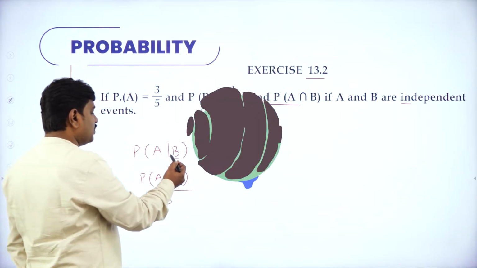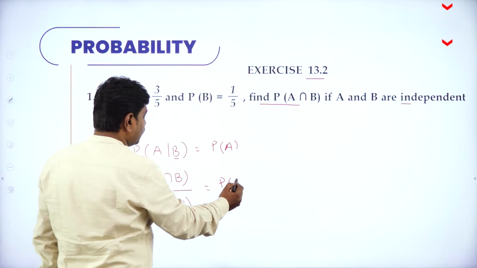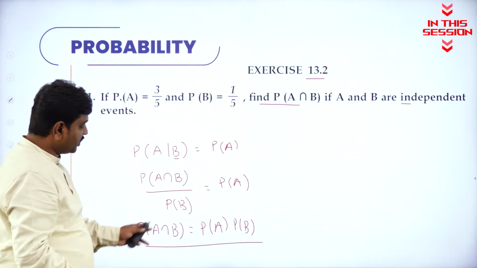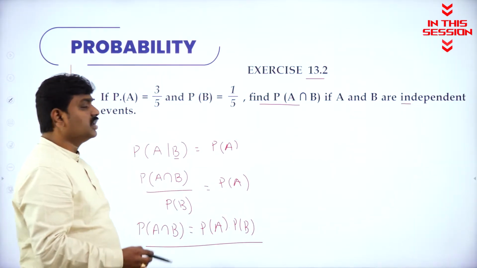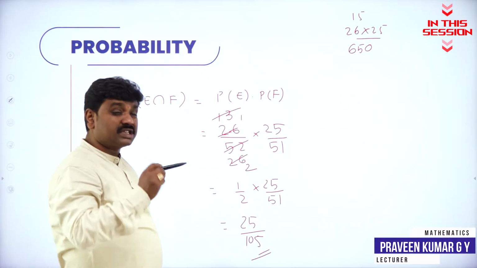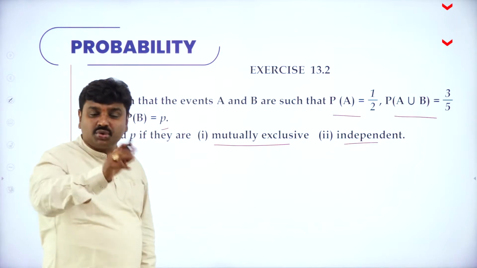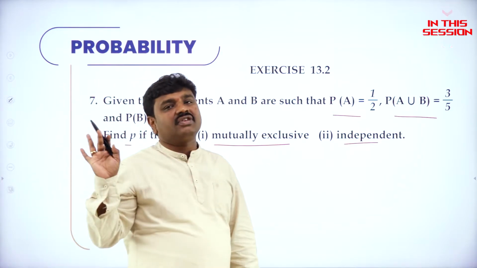So P of A by B is what? P of A intersection B divided by P of B. That is equal to P of A. So when can we use P of A intersection B is equal to P of A into P of B? If the events are independent. Drawing first black card is 26 by 52, that is 1 by 2. Drawing second black card is 25 by 51, which is not divisible. So dear students, if two events are mutually exclusive, then they'll not have common elements.